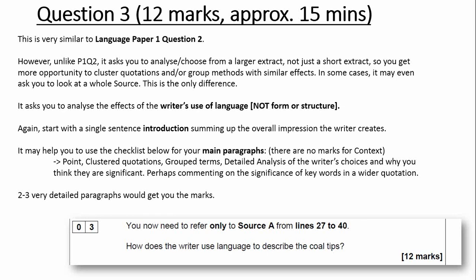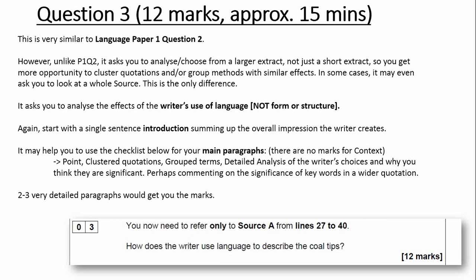So, this is very similar to Language Paper 1 Question 2. However, unlike Paper 1 Question 2, it asks you to analyse or choose from this larger extract, not just a short extract, such as the sort of single paragraph that you might get for Paper 1. So you get more of an opportunity on this paper, this question, to cluster quotations and or group methods with similar effects. So this is a good opportunity for you to show your skills, and that's why the question is worth slightly more marks compared to the 8 marks for Paper 1. Now, in some cases, it may even ask you to look at a whole source, as I mentioned earlier, but that's the only difference. Otherwise, this question is the same.